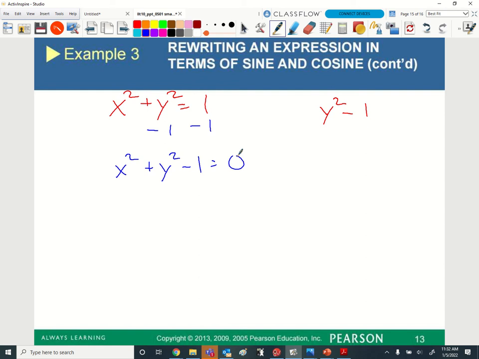So now we're over here. What am I going to do? Because I only want to have this right here. I still have an x squared here, right? Subtract x squared. So if I subtract x squared from both sides, I have y squared minus 1 equals negative x squared.